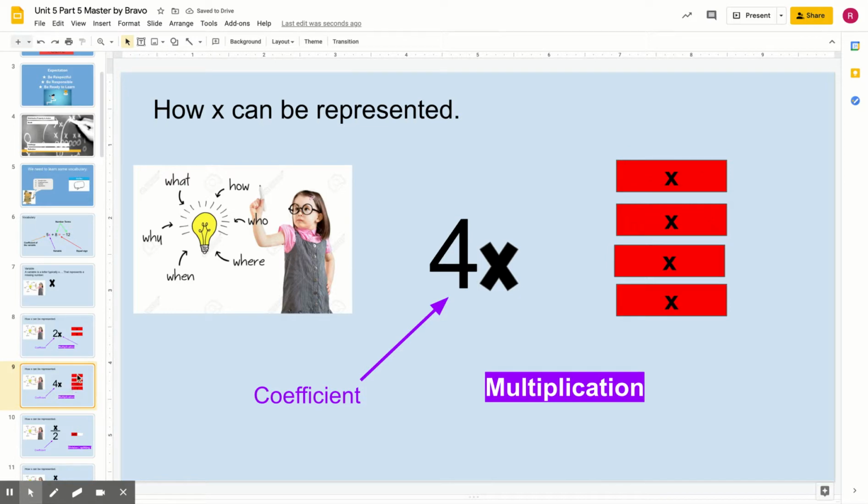So let me go down to another example. In this example, we have a coefficient of 4 and a variable x. These two are in a relationship through multiplication. So 4 and x are in a relationship through multiplication because the 4 tells you that you have 4 multiples of x. And as you can see in the image, we have 1, 2, 3, 4. 4 multiples.